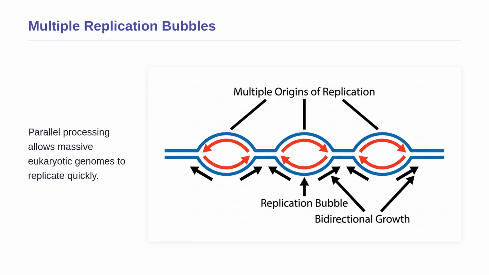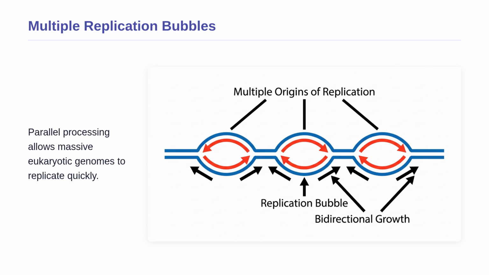Now that we have proven the mathematical necessity of multiple origins, let us look at how this appears structurally. In this diagram, you see a long, straight blue line, representing a segment of a linear eukaryotic chromosome. Instead of just one bubble, you can clearly see 3 distinct replication bubbles forming simultaneously along the DNA strand. These are the multiple origins of replication we just calculated the need for.